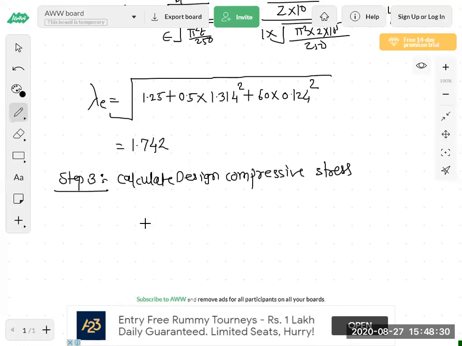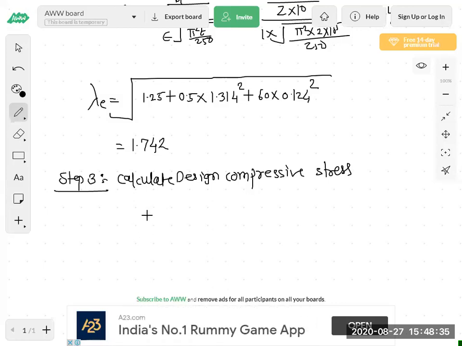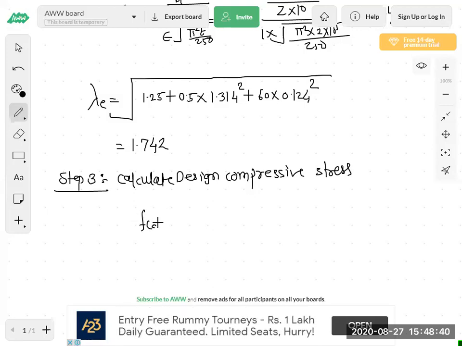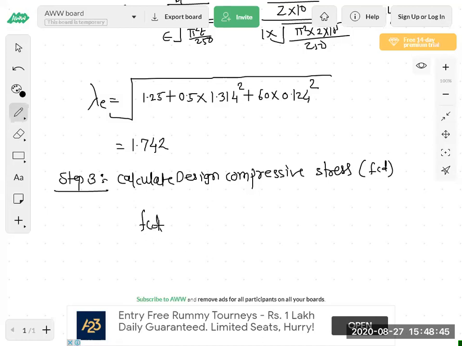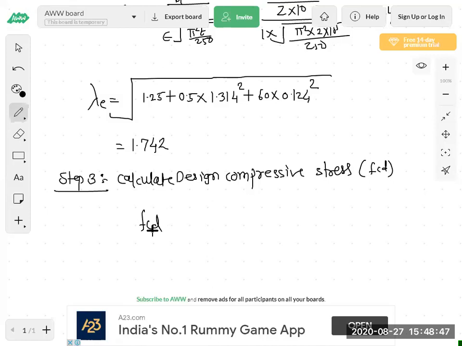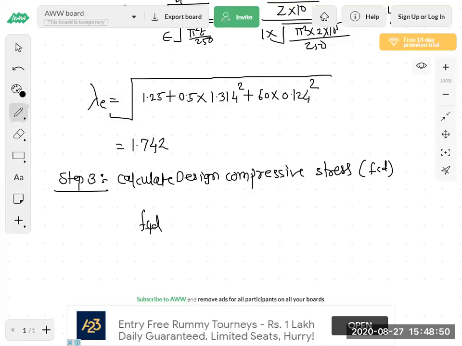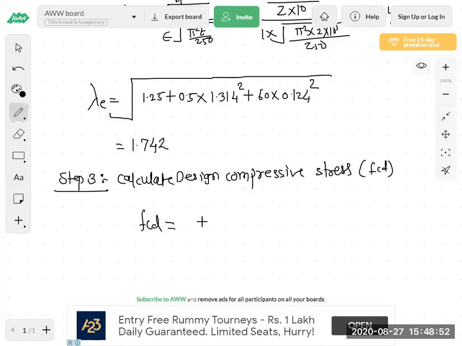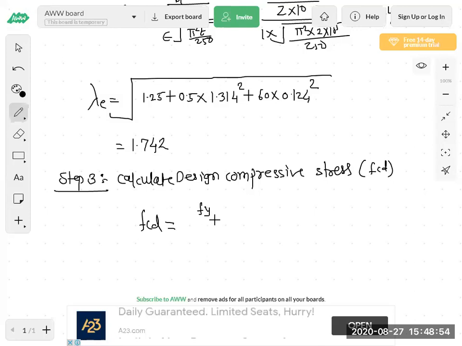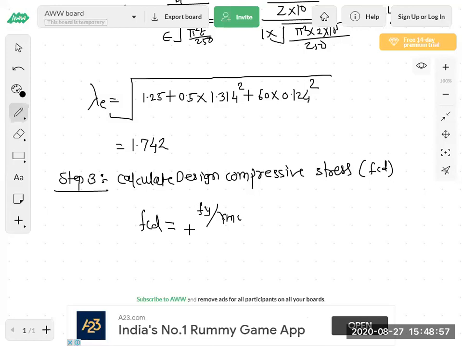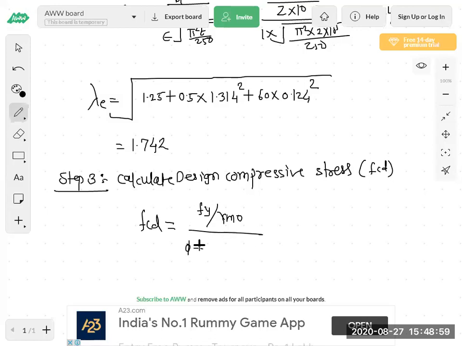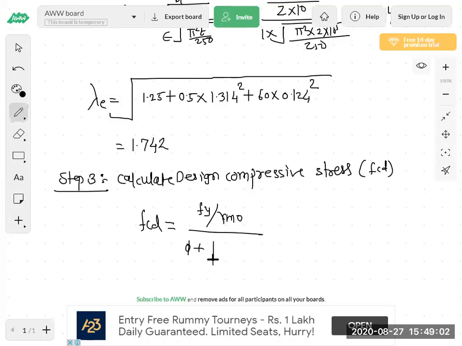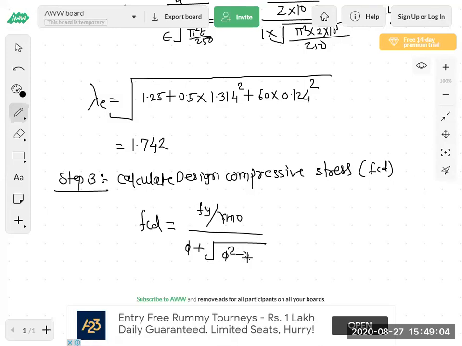Calculate design compressive stress. The design compressive stress is nothing but FCD. Here D is the design, C is the compressive, and F is the stress. So for the design compressive stress, FCD equals Fy divided by gamma m naught, divided by phi plus under root of phi square minus lambda e square.